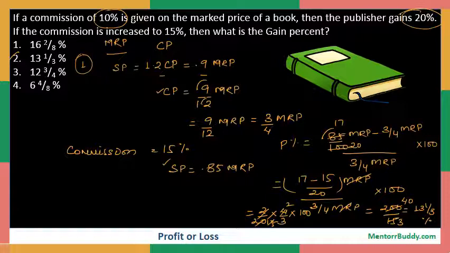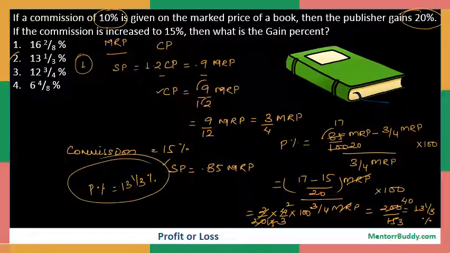Next time when the commission is 15%, the profit is what we have to calculate. So your selling price becomes 0.85 of MRP. Now from here we get the selling price, and from the first statement we got the cost price. Using both these values in the formula, selling price minus cost price upon cost price multiplied by 100, and solving the complete expression, we got the profit percentage as 13 1 by 3%. That is the answer. I hope it is clear to everyone.